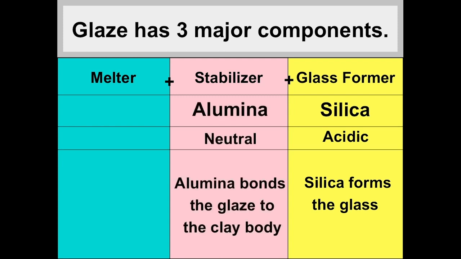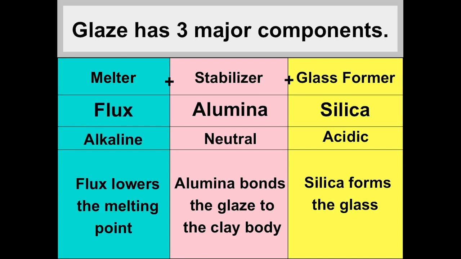Stabilizer is alumina, and alumina is basically clay, and it is neutral. It's not alkaline or acidic, so it's a neutral, and the alumina bonds the glaze to the clay body. So if you have silica glass and it's melting in the kiln, it would run right off the pot if you didn't have alumina in there to keep it on the pot. So that's the point of the alumina.